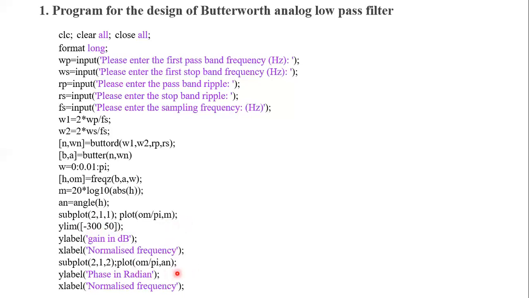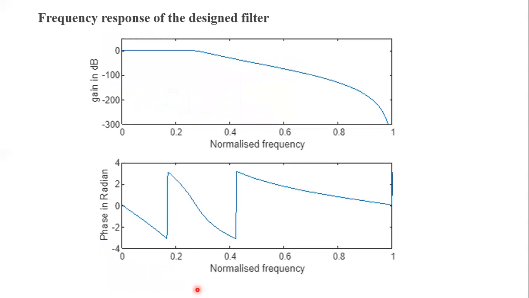After this, I am plotting again. By using this command I am plotting our radian angle response also. After implementing this code, I received this frequency response. This is the low pass filter response, and this is the angle response.